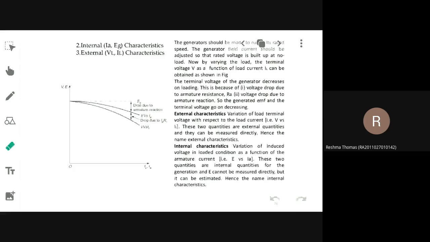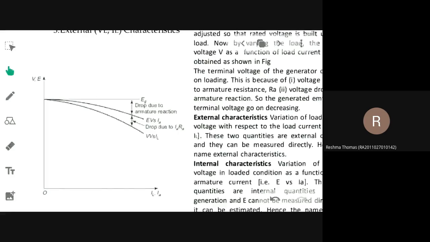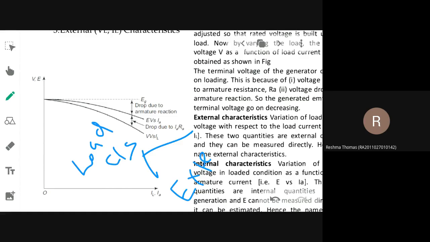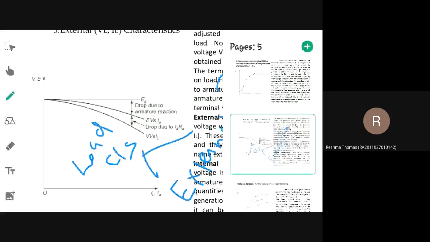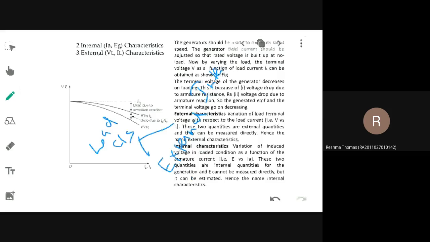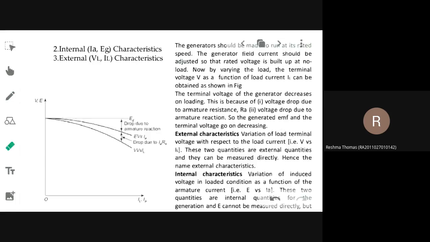So you can see for yourself, these curves are called the load characteristics. They are subdivided into two types, external characteristics and internal characteristics, and these are conducted with load on the output side. External characteristics is drawn between what parameters? As I already told you, external is drawn between VL and IL. Internal is drawn between armature current and the generated EMF.